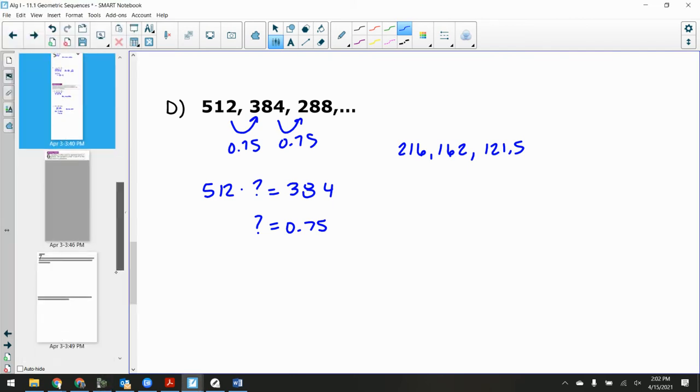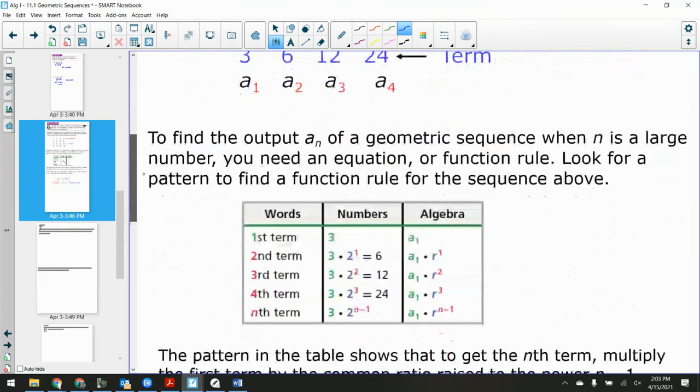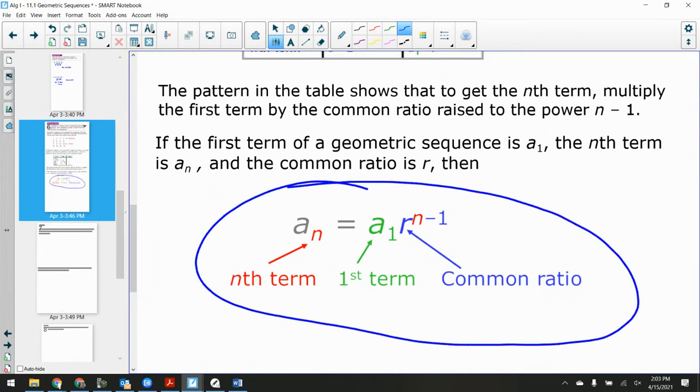Now, we introduced this A sub notation yesterday, so I'm not going to go through that again. I want to show you what the formula would be. Here it is down here. Circle it, star it, box it, do whatever you need to do. I'm going to add it to my running tally of formulas here.